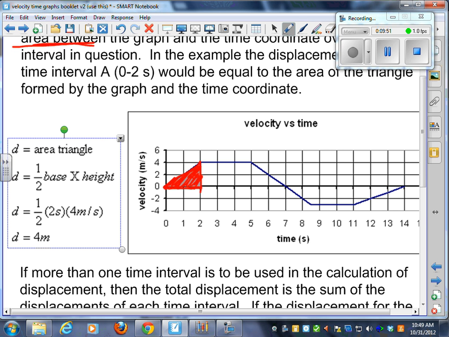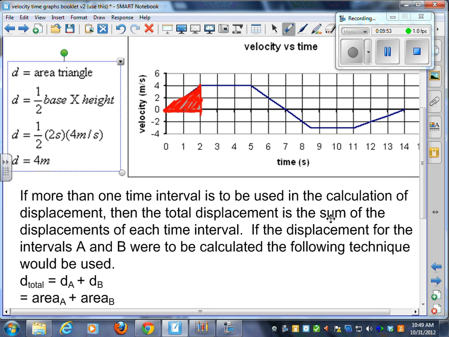Now, what if there's more than one time interval to be used in the calculation of displacement? Then the total displacement is simply the sum of individual displacements. In other words, if I wanted A and B, I just find the area of A and the area of B and add them together. B is what shape, Larissa? B is what shape? Rectangle. What's the formula for area of a rectangle? Yeah, you do. Area of a rectangle.